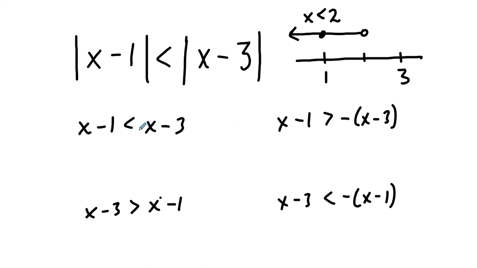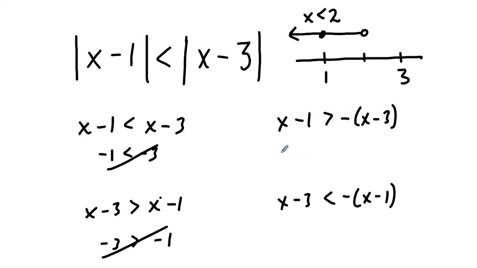In the first two right here, these are basically the same thing, but in different orders, right? This is x minus 1 is less than x minus 3. But in fact, if you subtract x from both sides, you just get negative 1 is less than negative 3, which is not true. And over here, you get negative 1 is less than negative 3. They're the same thing, right, in different directions. But over here, it does matter which side the negative is on.